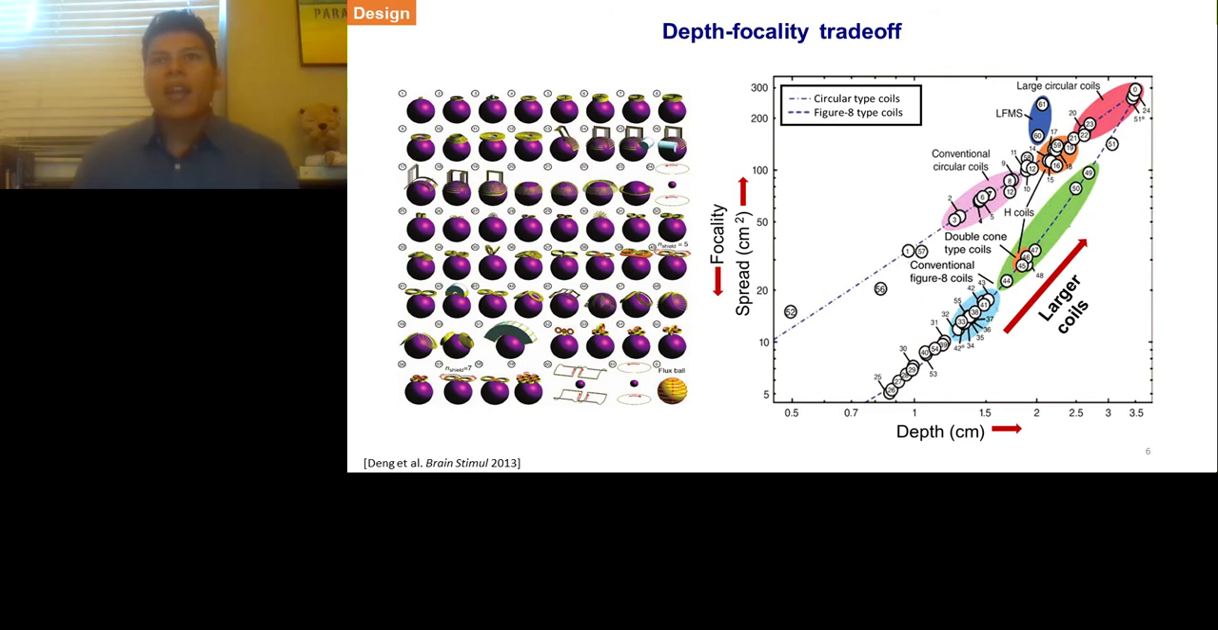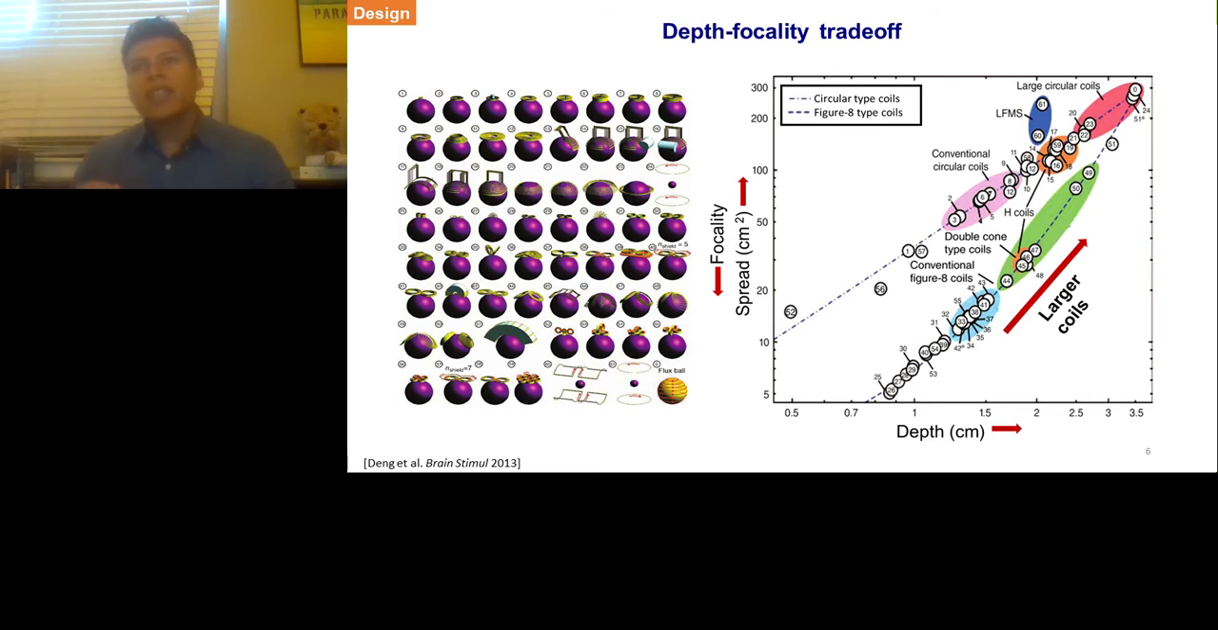And so here I show a picture of existing coils, and these coils have been ranked in terms of their spread and depth of stimulation. Smaller spread means more focal coils, and we would like to have a small spread, so we want to be as close as possible to the horizontal axis on this graph. And as we move along the horizontal axis, we are increasing the depth of stimulation.